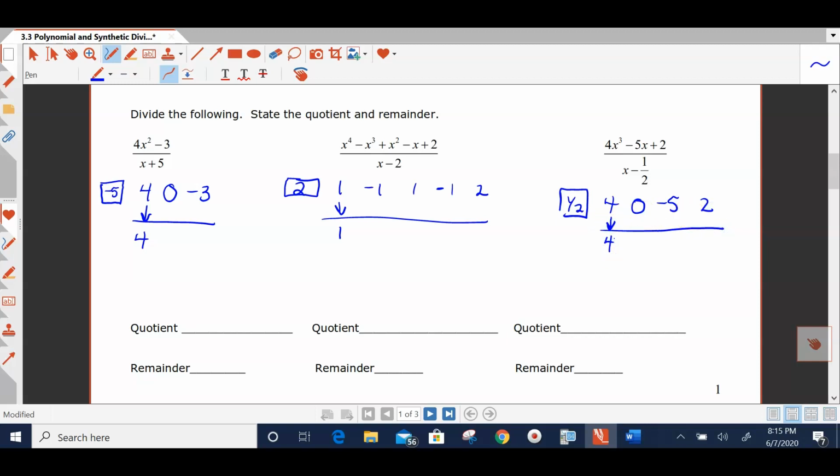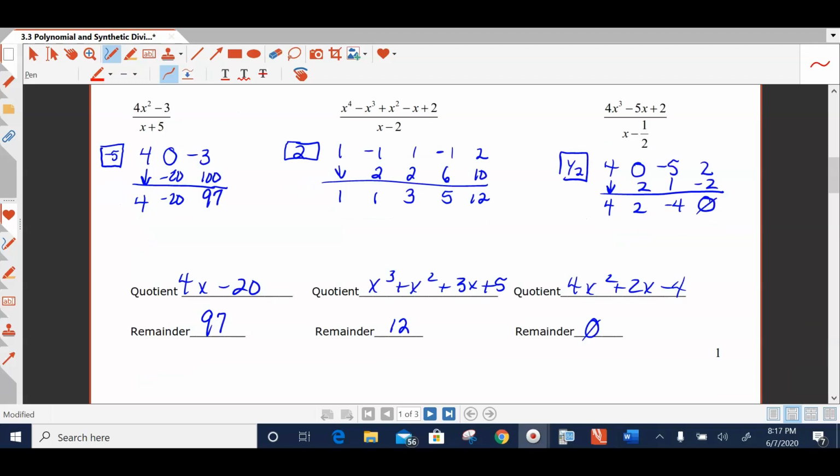Now, work on doing the synthetic divisions. So check the work that you have there with what I have here and see if you got the same quotient and remainder. Remember, the remainder is always the very last number. Remainder of 97, a remainder of 12, and a remainder of 0.